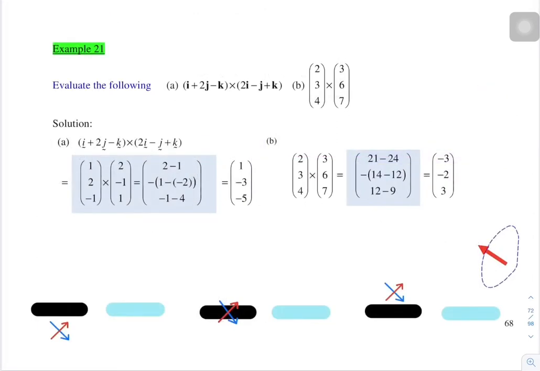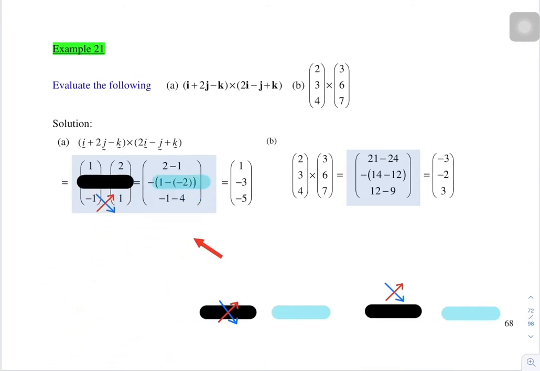And now let's look at some examples in evaluating the cross product of two column vectors using the first method. Alright, so in part A we have I plus 2j minus k cross with 2I minus j plus k. Now these two vectors can be easily written into two column vectors. Alright, so to get the result, in order for us to get the x component, we cover the x row in the original vectors, and then we cross multiply the numbers in this way. 2 times 1 minus negative 1 times negative 1. Then you get the result in the x component as 1.